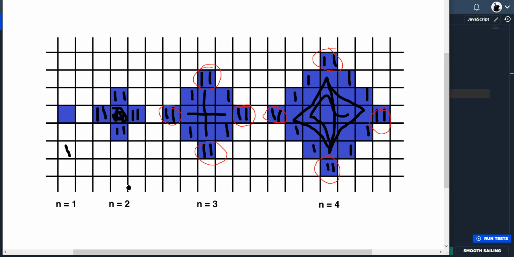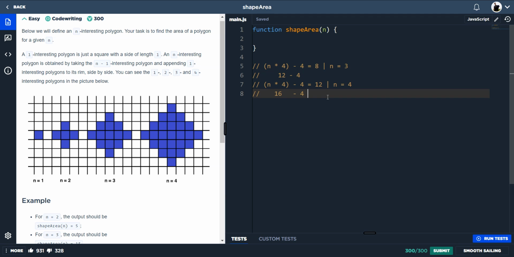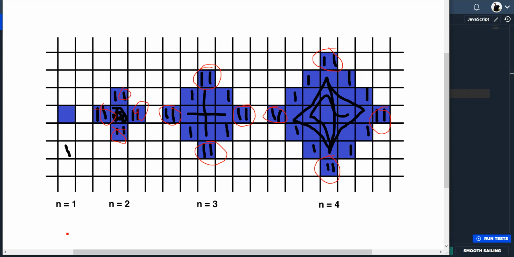So 2 times 4 is 8. And then we're counting these ones twice. So 8 minus the 4 is equal to 4. So 8 minus the 4 is equal to the 4, which works, plus this one here.